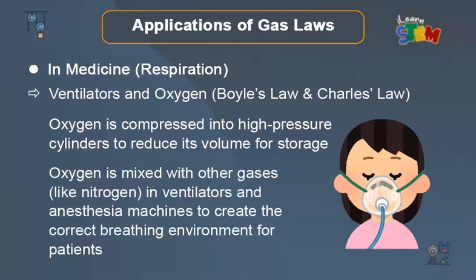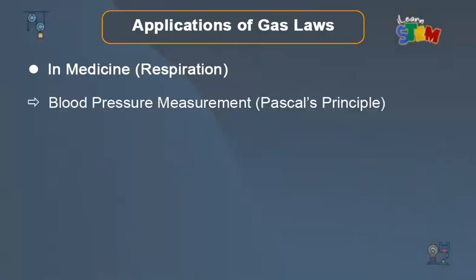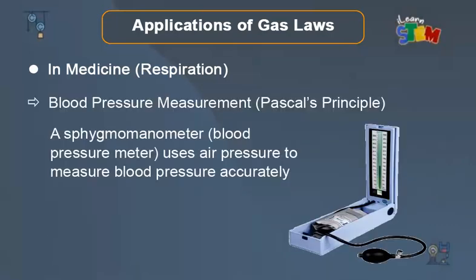Oxygen is mixed with other gases like nitrogen in ventilators and anesthesia machines to create the correct breathing environment for patients. Blood pressure measurement. A sphygmomanometer, blood pressure meter, uses air pressure to measure blood pressure accurately.